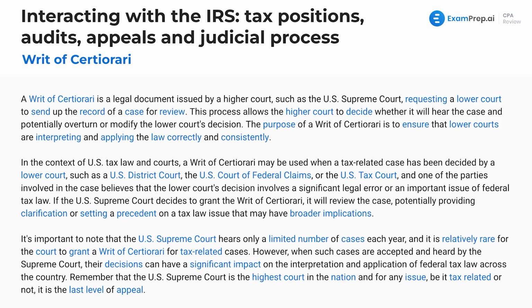Remember that the U.S. Supreme Court is the highest court in the nation, and for any issue, if it's tax-related or not, this is the last level of appeal. Whatever they say goes, whether you like it or not.